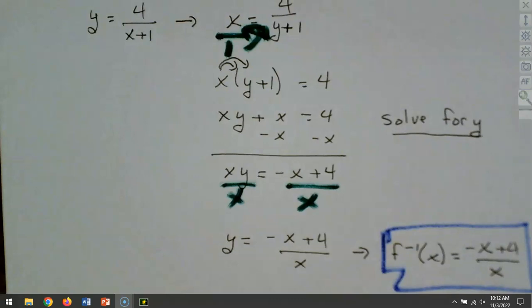So what did we do? We first figured out if it had an inverse, and then once we figured out it had an inverse, we found that inverse. So let's try another one here.